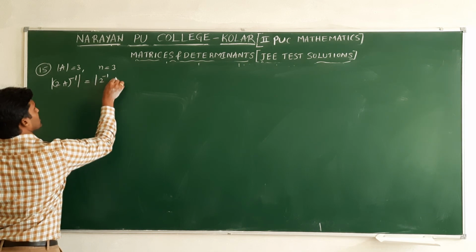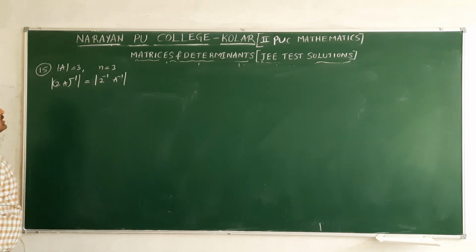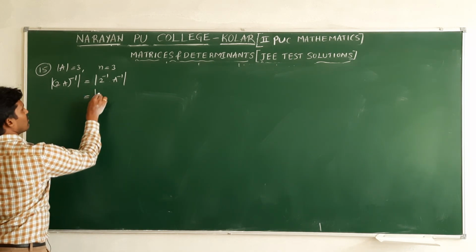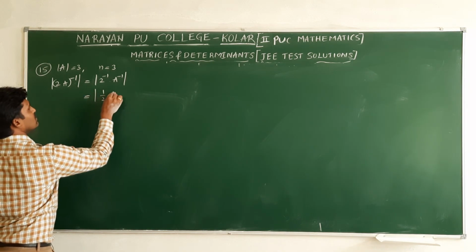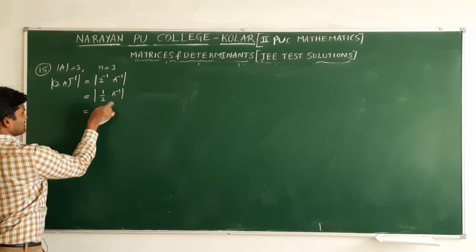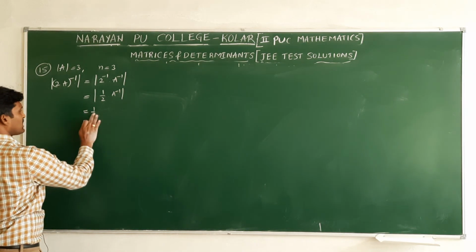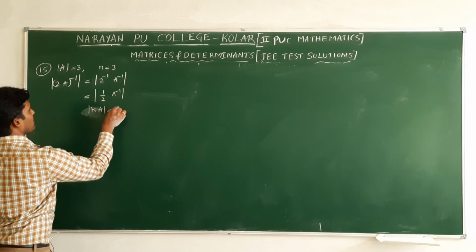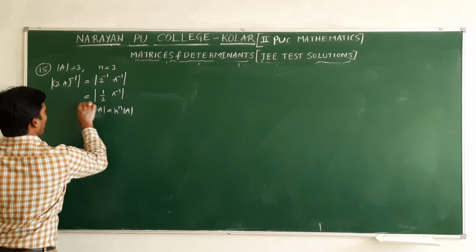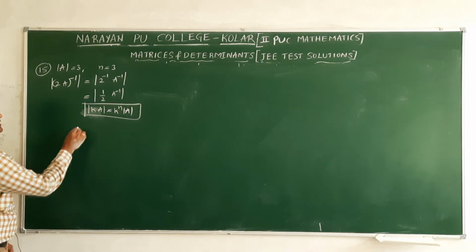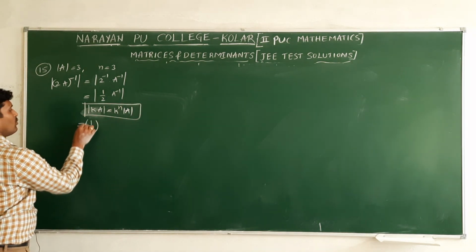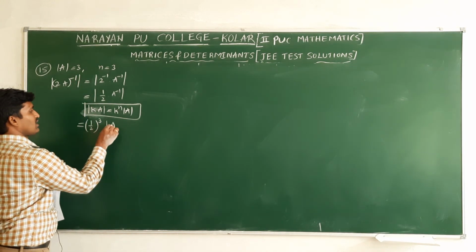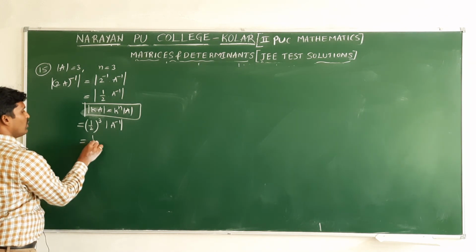2 power minus 1 into A inverse. This I will write as 1 by 2 A inverse. So det of 1 by 2 means 1 by 2 only. But while taking out that value, det of KA equals K power n into det A, where n is the order of the matrix. So we have to take 1 by 2 whole cube, n is 3, into det of A inverse. So 1 by 8.